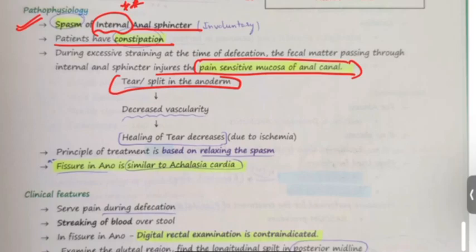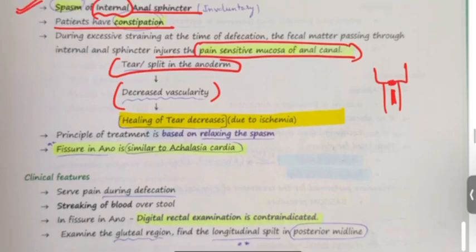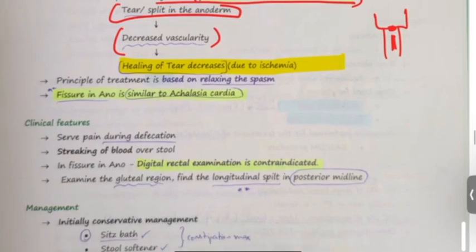Because of defecation there is tear, and that has caused decreased vascularity, which has led to impaired healing of this tear. Okay, basically a wound has happened. If you ask why that wound has happened, suppose because of forceful defecation, or because of hard stools, whatever may be there, that will in turn cause fissure in ano. Principle of treatment is basically relaxing this spasm of the internal anal sphincter.